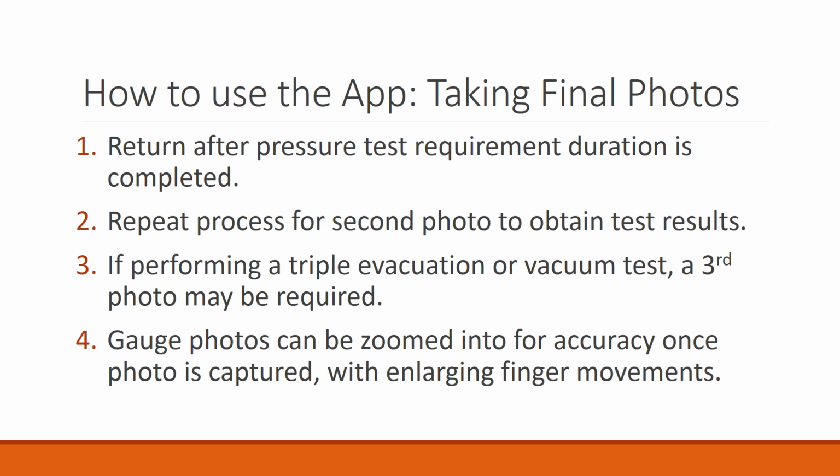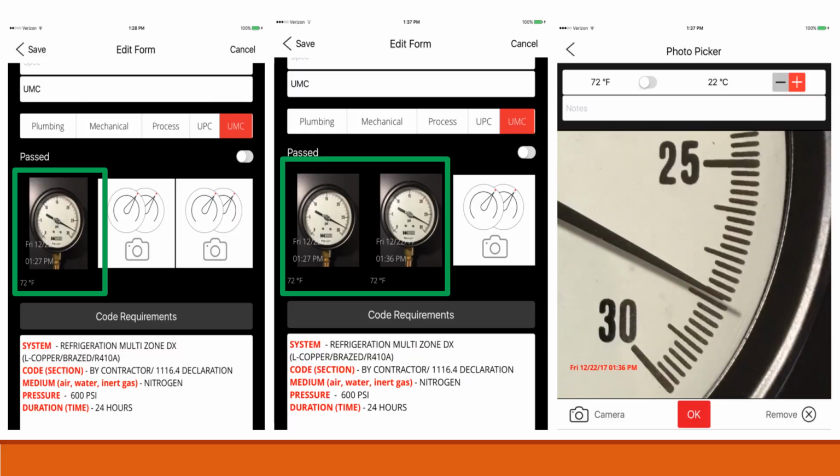Taking the final photo. Return after pressure test requirement duration is completed. Repeat process for second photo to obtain test results. If performing a triple evacuation or vacuum test, a third photo may be required. Gauge photos can be zoomed into for accuracy once photo is captured, with enlarging finger movements on the screen.